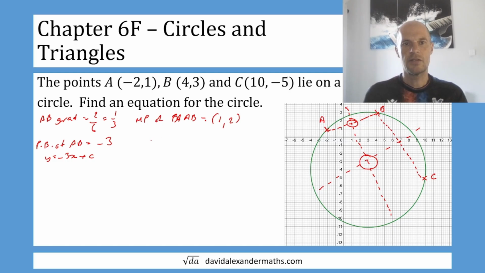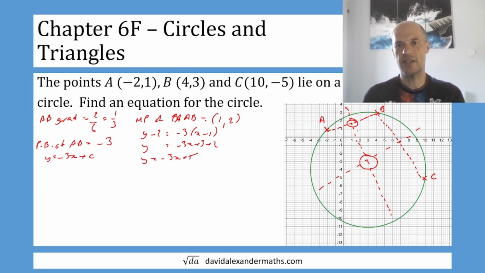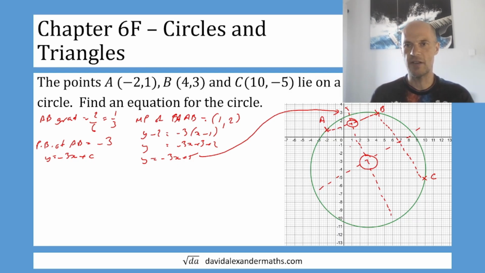Okay, so therefore y take away 2 equals -3 lots of x take away 1, so y is -3x plus 3 plus 2, so y equals -3x plus 5. Okay, there we go. So the equation of this line here, which is the perpendicular bisector of AB, is y equals -3x plus 5. So I'm going to do exactly the same thing for BC.